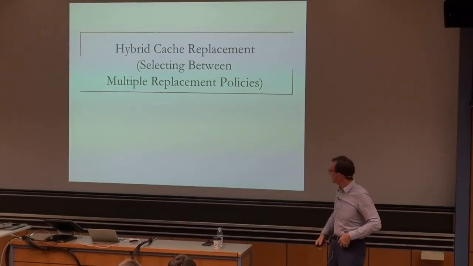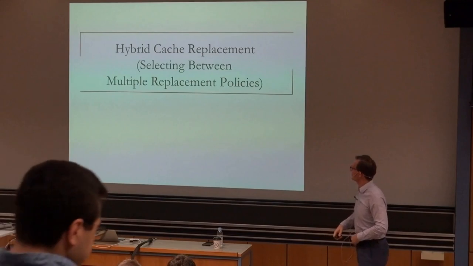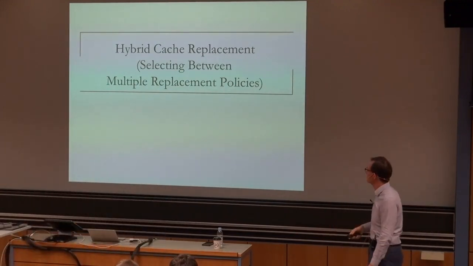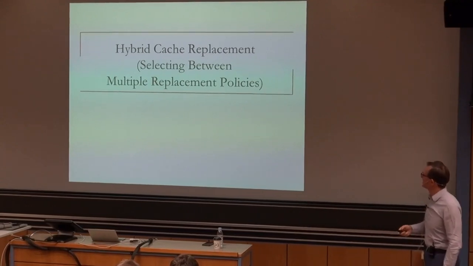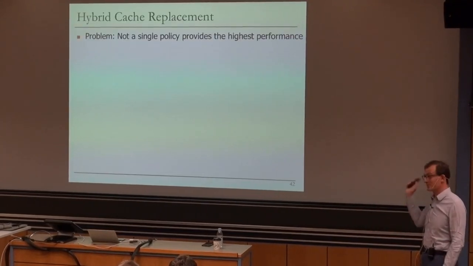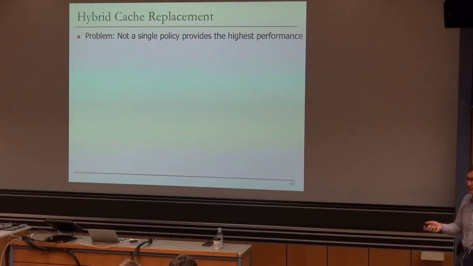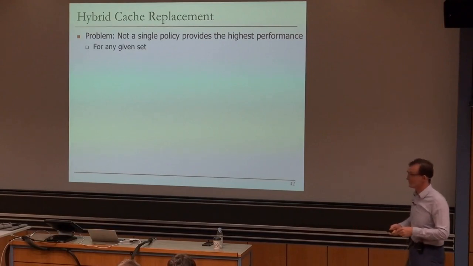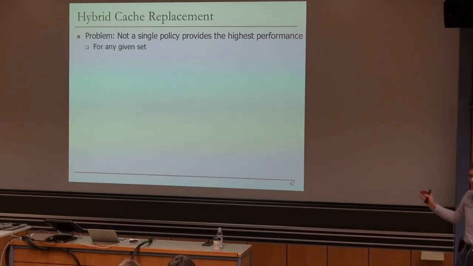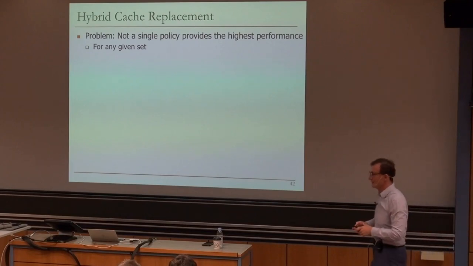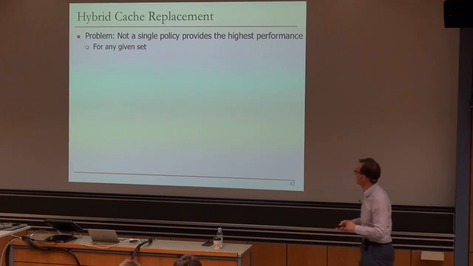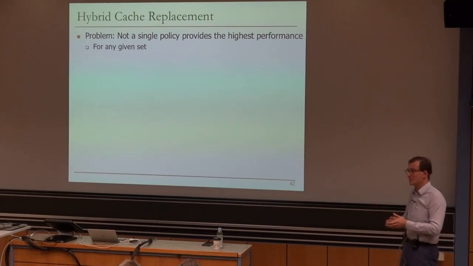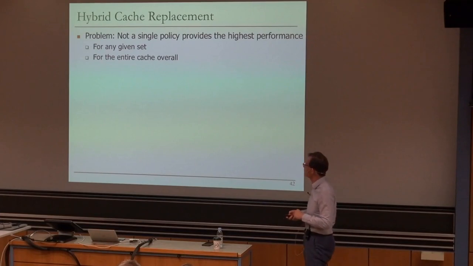Okay, let's get started. So I mentioned hybrid cache replacement. I'm going to spend just a little bit of time to talk about this, because this is one of the relatively new topics in cache design, other than multi-core, which we'll cover later. Basically, the problem is that no single policy provides the highest performance, clearly, as we've discussed. This is true for the global cache, but also for any given set. For some sets you may have a different behavior, and for other sets, if you're thrashing, for example with random access, random replacement may be much better than LRU, as we've discussed.